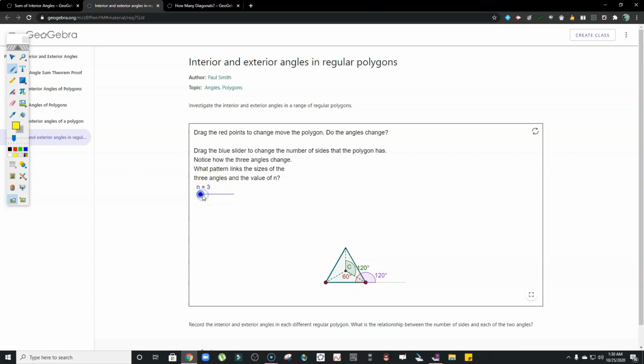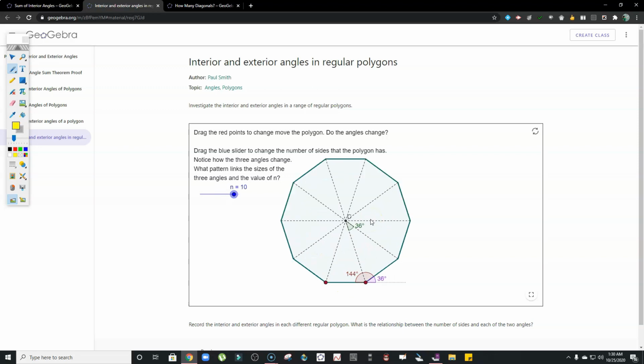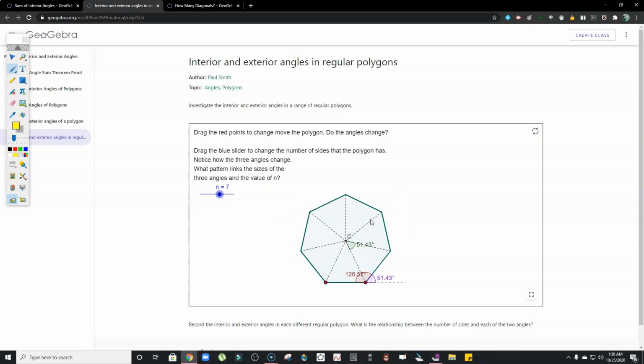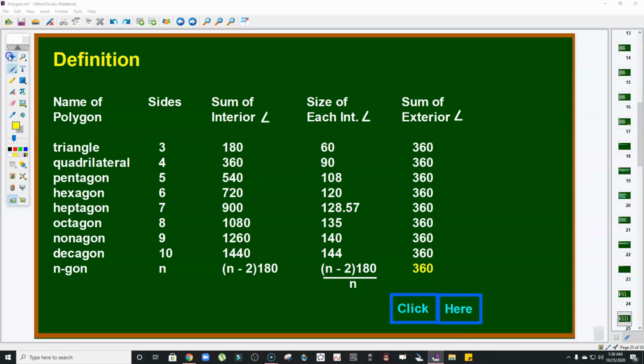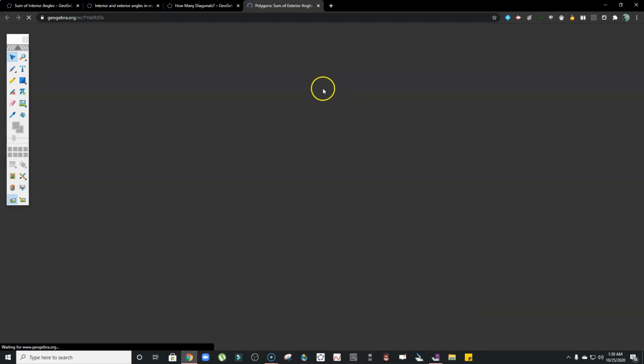Now look what will happen. Okay, for a quadrilateral, we have this, pentagon, hexagon, heptagon, octagon, and nonagon, dodecagon. So there you go. See the relation? Okay, now let's add this. Now, like I said, let's show why it is 360.